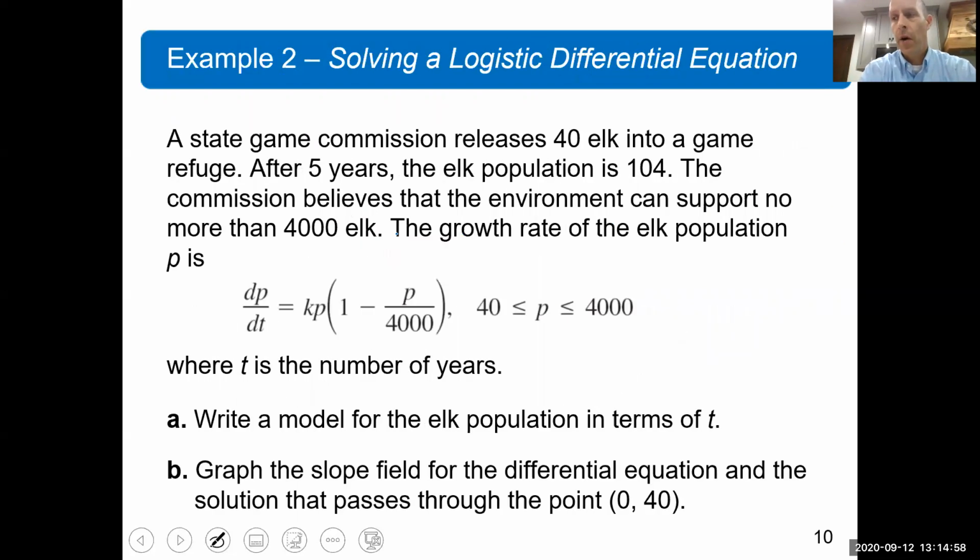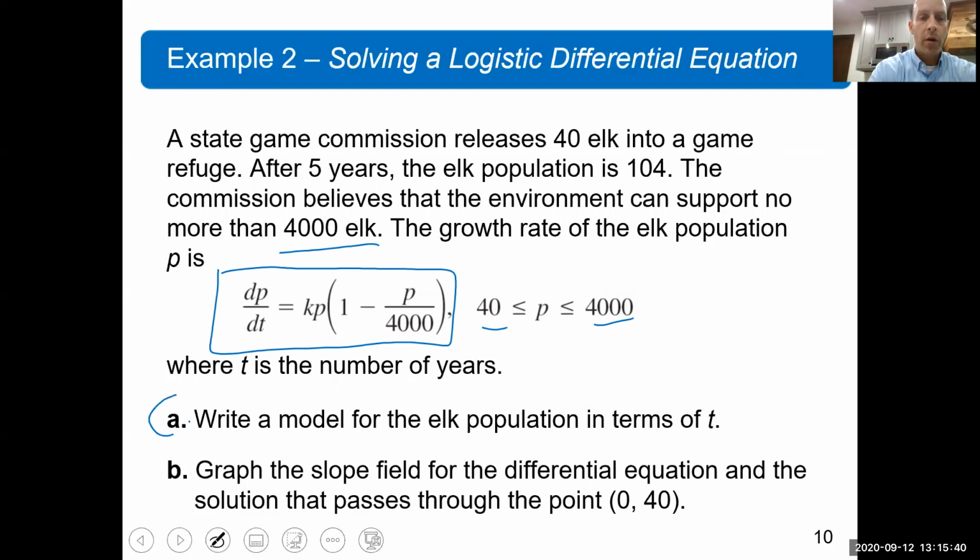All right, so let's go ahead and do our second and final example. The first example was just me deriving the formula, and that's an application. It says a state game commission releases 40 elk into a game refuge. After 5 years, the elk population is 104. The commission believes that the environment can support no more than 4,000 elk. The growth rate of the elk population, P, is given by the following differential equation, which should look very familiar. This is the logistic differential equation that we just solved, where P is between 40 and 4,000, and t is the number of years.